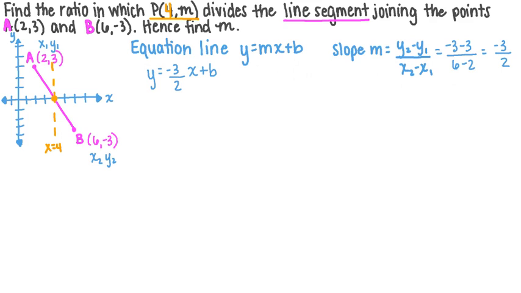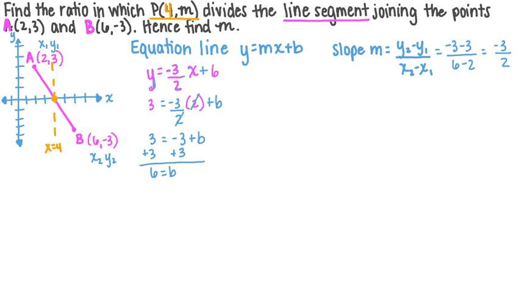So now we need to find b, and we can do so by using a point on our line. We could use A or we could use B. Let's go ahead and use A since it doesn't have any negative numbers. We will plug in 3 for y and 2 for x, and now we can solve for b. -3/2 times 2 is equal to -3 because essentially the 2's cancel. And to solve for b, we need to add 3 to both sides of our equation. And we find that b is equal to 6. So we can replace b with 6, and we already found the slope, which is -3/2. So the equation of line segment AB would be y equals -3/2 x plus 6.